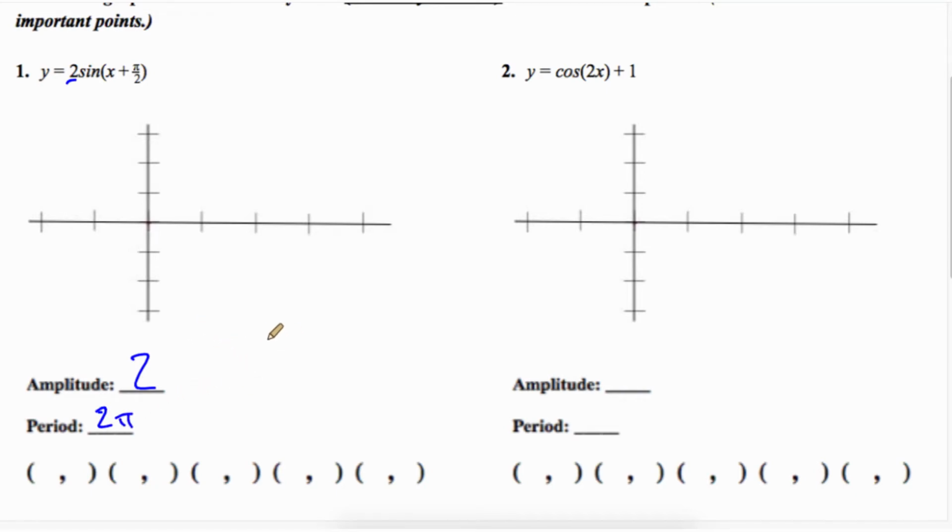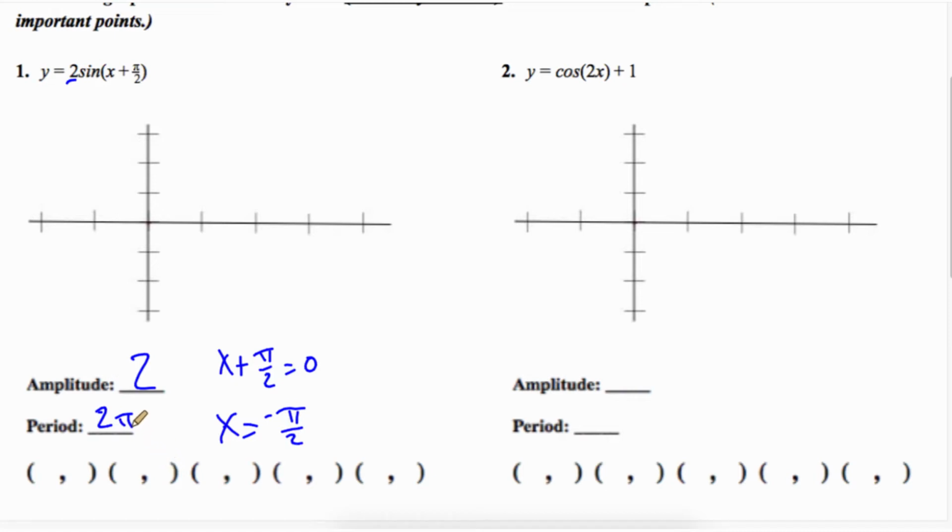Now the next thing we're going to figure out is what our first x value is that we're going to plug into our function. So we're going to take the stuff inside of the parentheses, so the x plus pi over 2, and we're going to set that equal to 0. Now we're going to end up subtracting that pi over 2 over to the right hand side. So the very first x value that we're going to plug into this function is negative pi over 2.